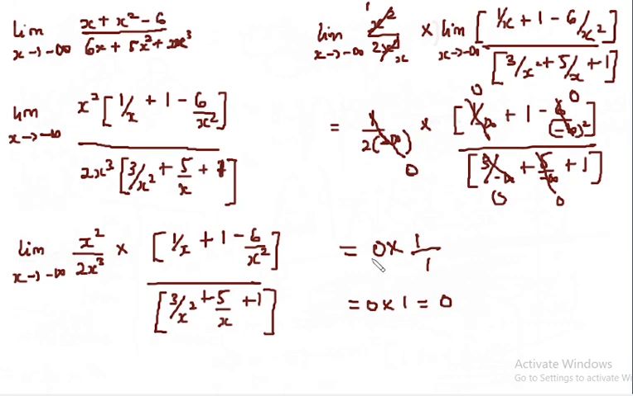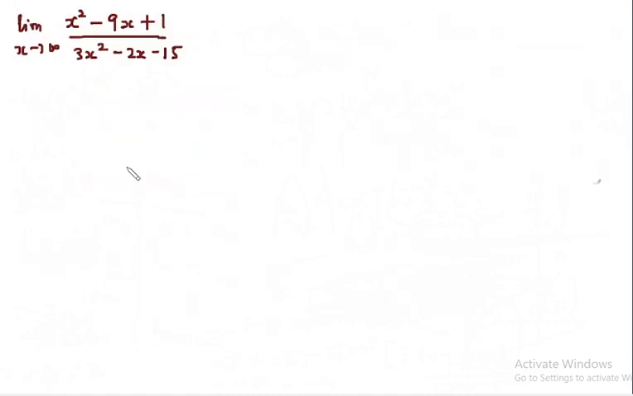Let's take another example. For the second example, we are asked to find the limit as x approaches positive infinity of x squared minus 9x plus 1 divided by 3x squared minus 2x minus 15.